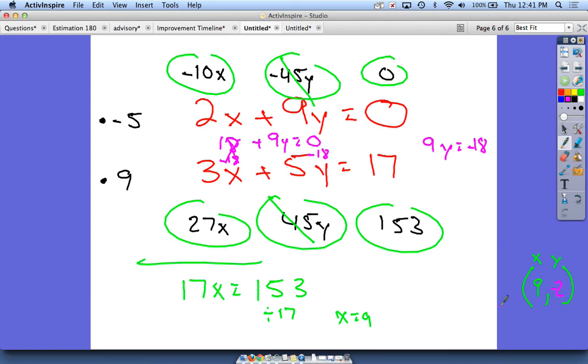So this was your introduction on elimination with systems of equations. Again, if you have any further questions, make sure you let me know.